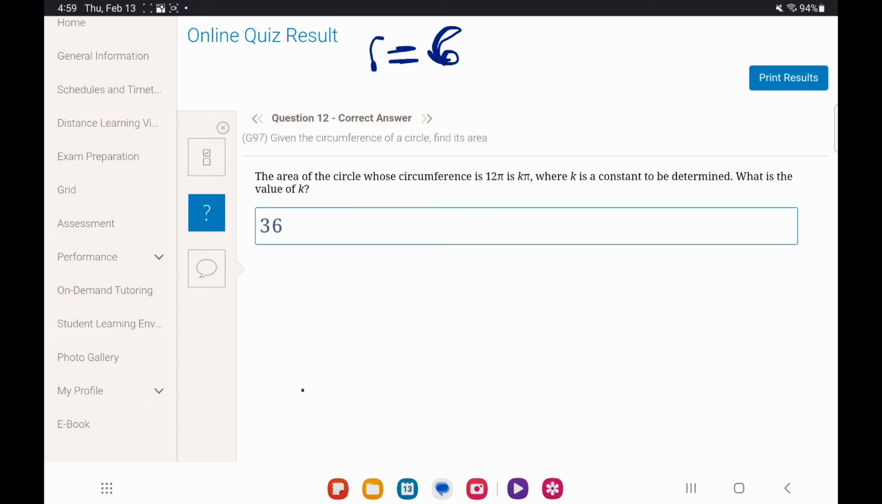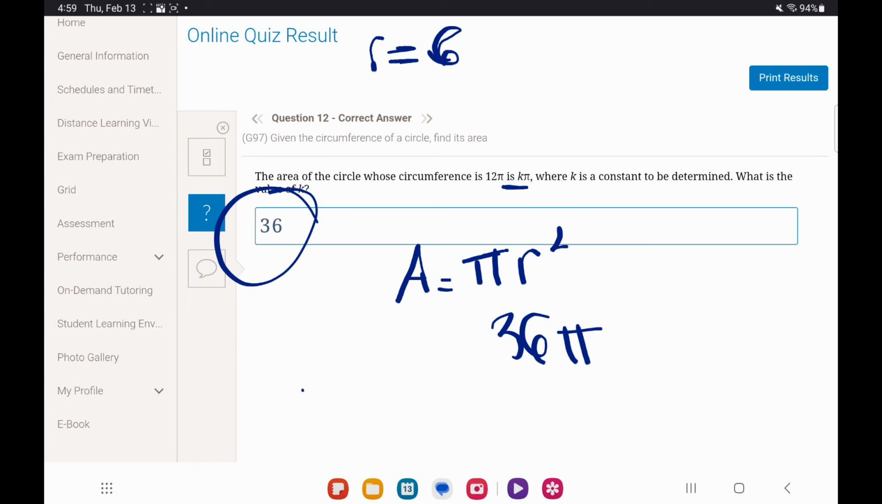Now we want to find the area. The area is pi r squared. So 6 squared is 36, so 36 pi. They want k, they don't want the k with pi. So k is 36.